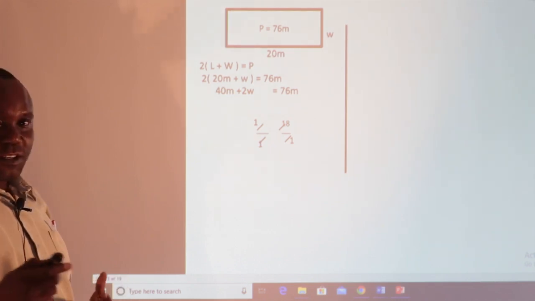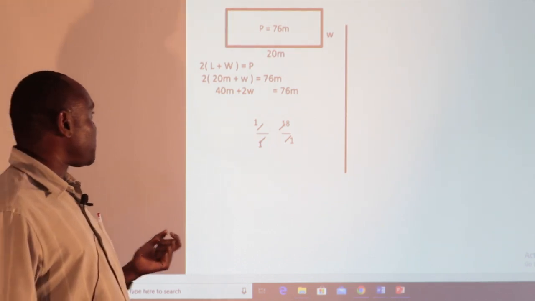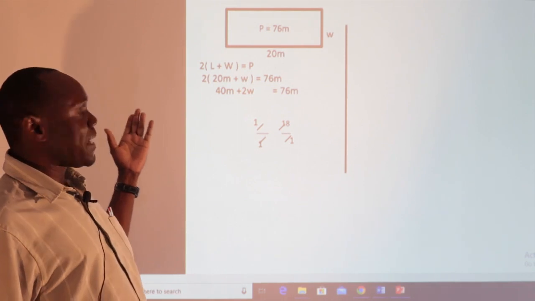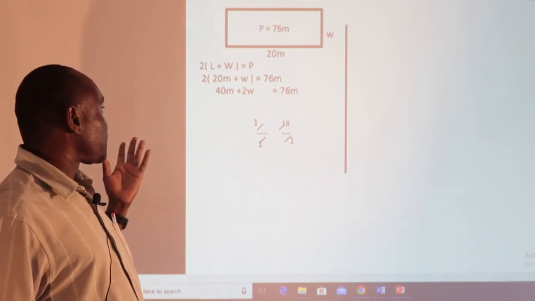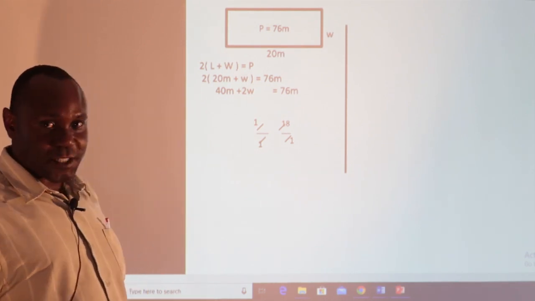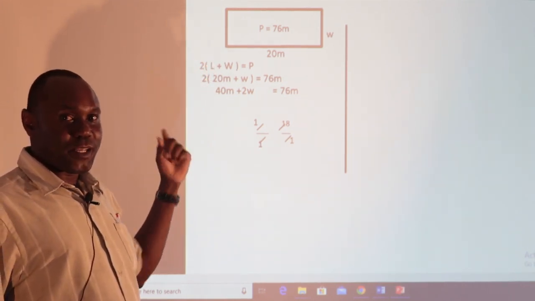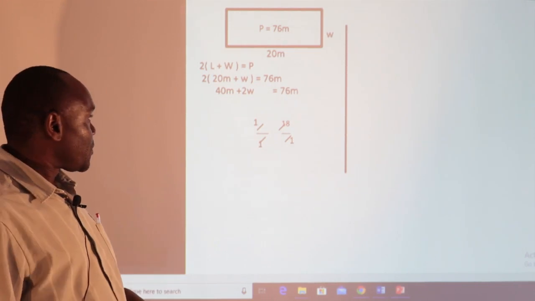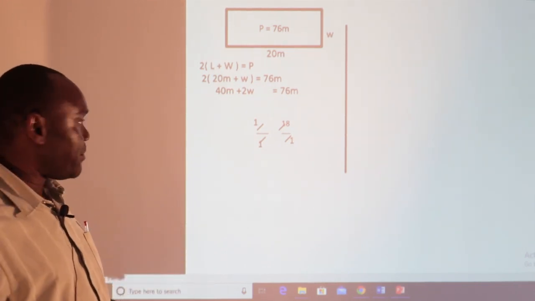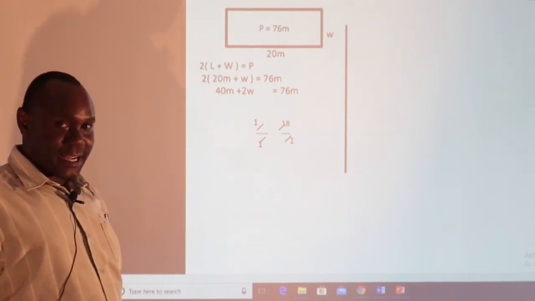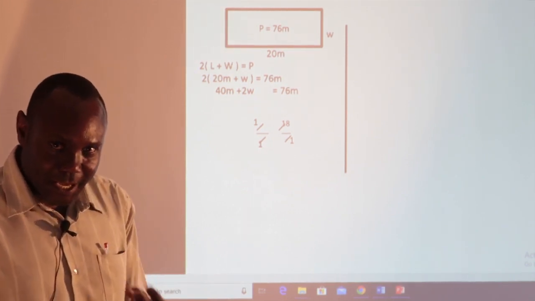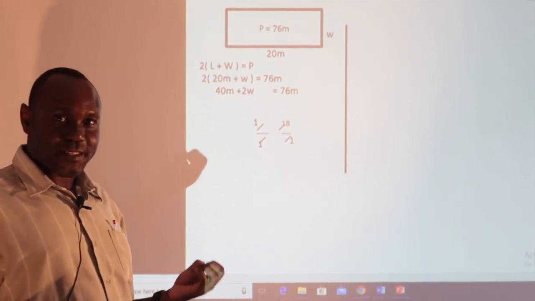Some candidates, or some children, whenever they are opening brackets, they only multiply the first one, like 20 times 2, and they get 40 meters, then plus they maintain w. Please make sure that it is 2 times 20, 2 times w. After opening brackets, what is the next step? What is the next step?